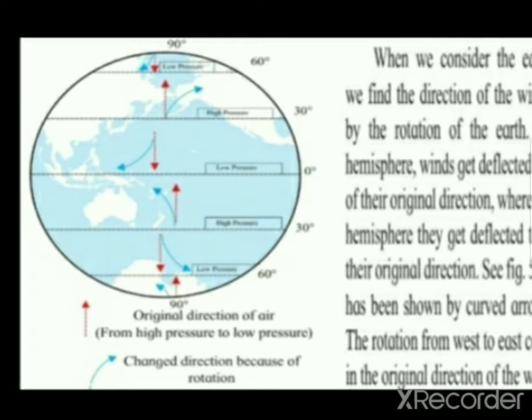When we consider the earth as a whole, we find the direction of the winds is influenced by the rotation of the earth. In the northern hemisphere, winds get deflected towards the right of the original direction, whereas in the southern hemisphere they get deflected towards the left of the original direction. We can see figure 5.2. The direction has been shown by curved arrows in the figure. The rotation from west to east causes huge changes in the original direction of the winds.